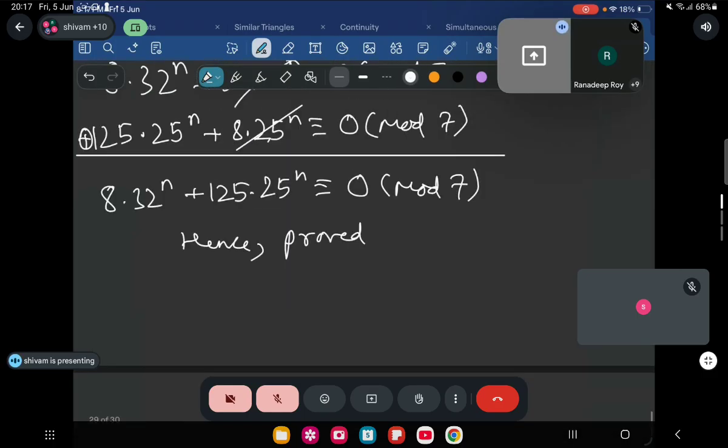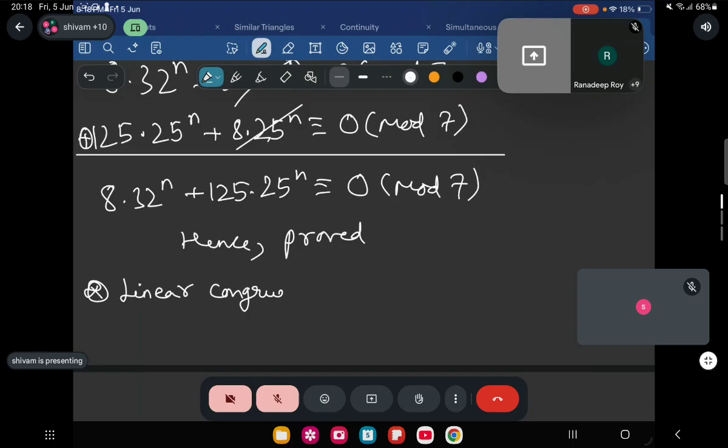So today I'm going to start with linear congruences. Although I feel that problems may not come, but in RMO it can come. I have seen problems in RMO based on linear congruences.